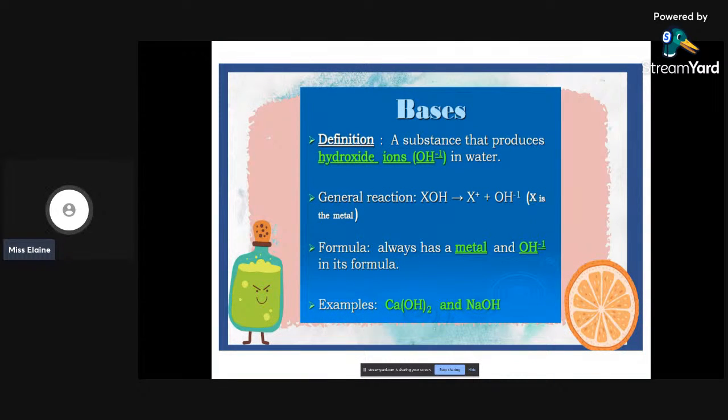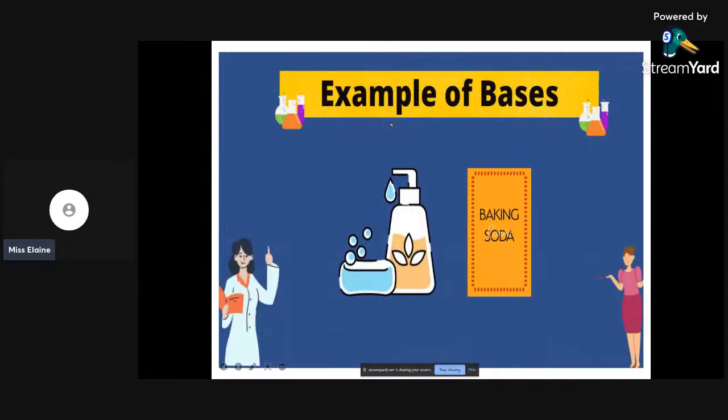Let's go now to bases. A base is a substance that produces hydroxide ions in water. The formula always has a metal and OH, or hydroxide, with a charge of negative 1. An example here is sodium hydroxide. Wherever it is placed, as long as there is OH, it is considered a base. Examples of bases are soap and baking soda.